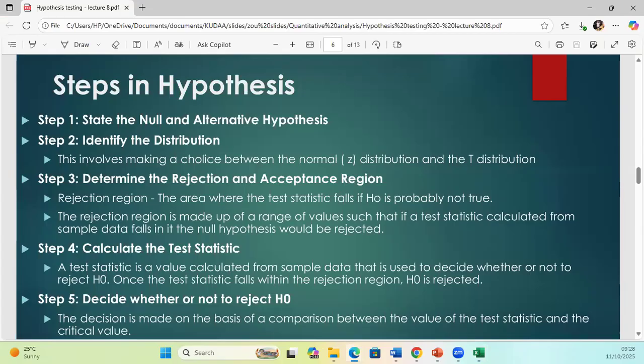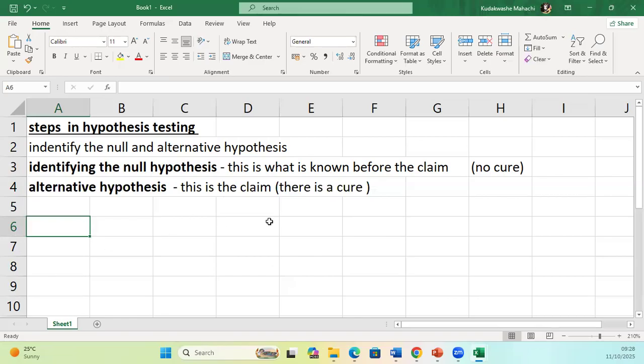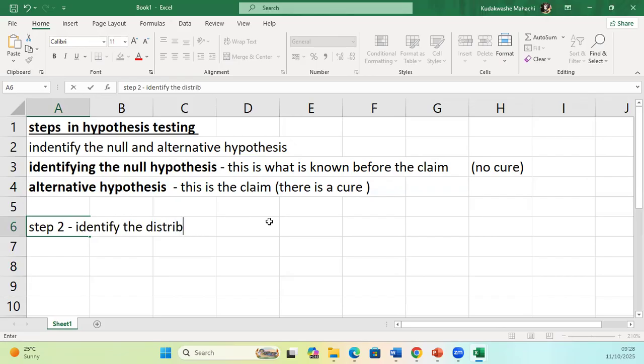Then step number 2, identify the distribution. So step 2, identify the distribution.